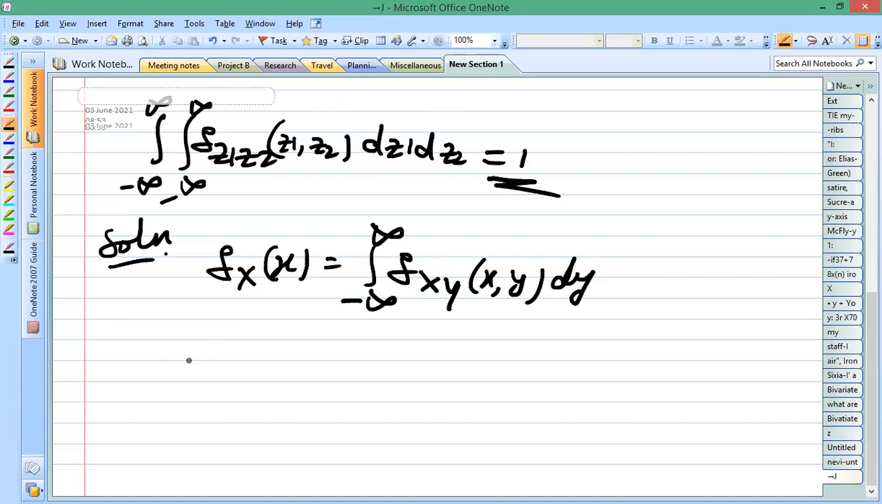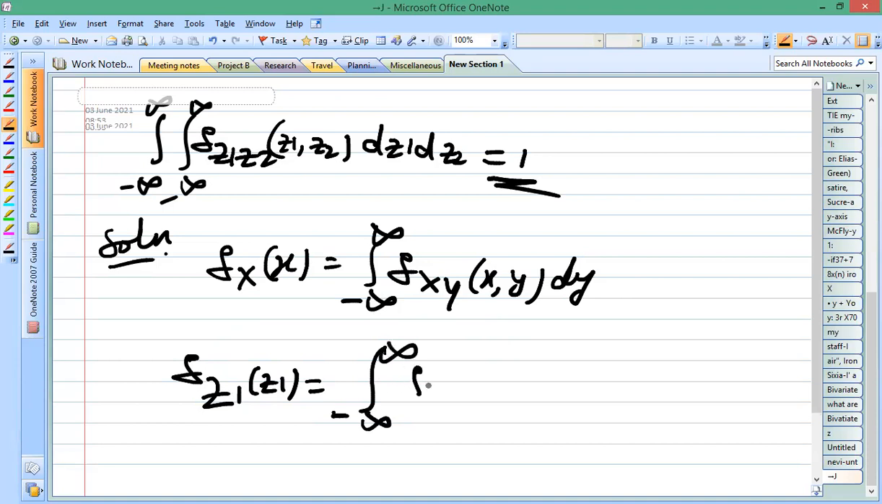So what can we write for f Z1 of z1? By seeing the equation of the marginal PDF for f X of x, can you tell me the equation of f Z1 of z1? It is the integral from minus infinity to infinity of the PDF f Z1 Z2 of z1 comma z2, which has to be integrated with respect to dz2. Yes, good. Now we need to solve this.